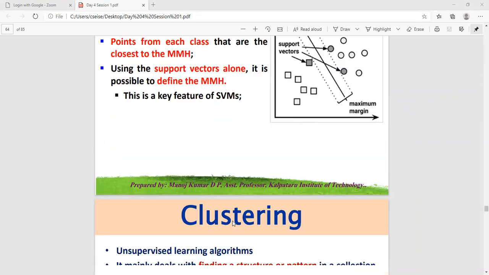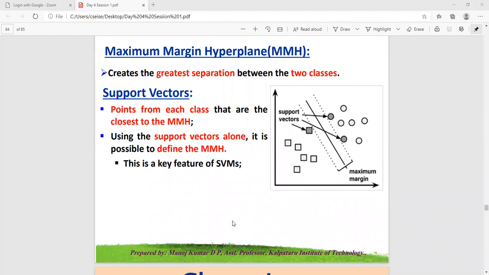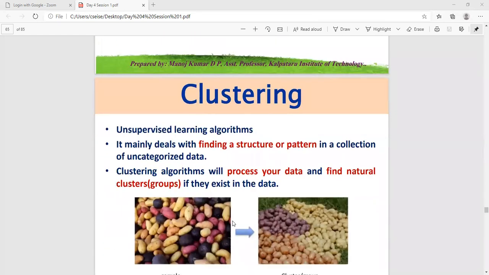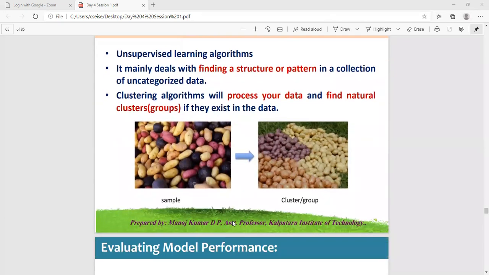So come to the next one, that is, up to now supervised learning algorithms. Now we come to the unsupervised learning algorithm that we will see in today's class, that is clustering. So clustering is an unsupervised learning algorithm. It mainly deals with finding a structure in a collection of uncategorized data. Understand very carefully. It deals with finding a structure or a pattern in a collection of uncategorized data. Okay, so process your data and find natural clusters if they exist in the data.